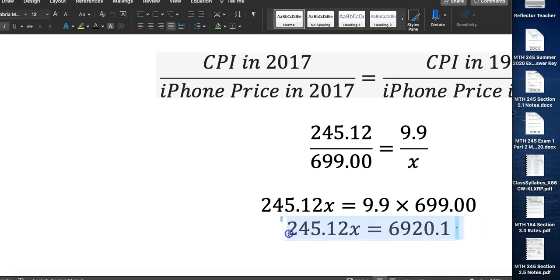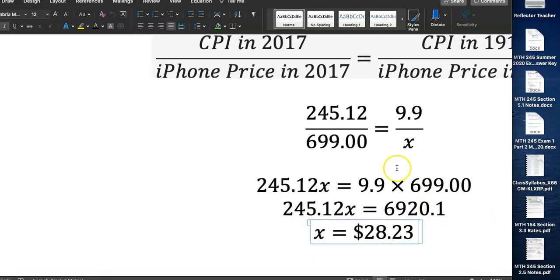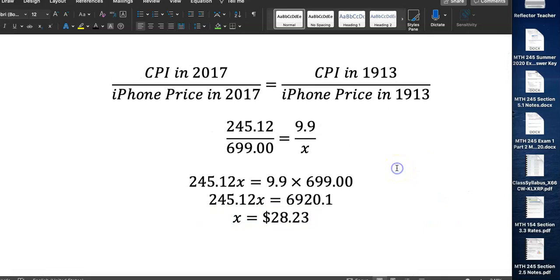If you divide both sides by 245.12, guess what you get? Now, double check your numbers for me. I will know if this is correct once I type this in Excel. But what I got is $28.23. So the iPhone would have been $28.23 in 1913 dollars back in 1913. So guys, listen, this is just the math. If you see this on the midterm problem, this is what you will do.